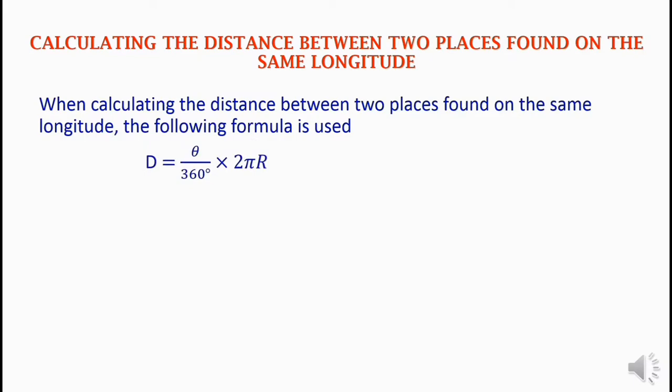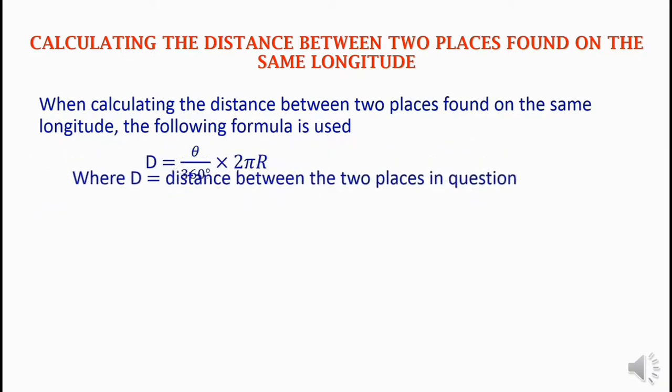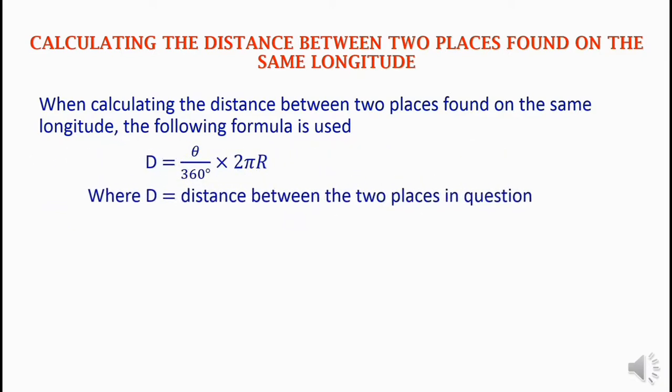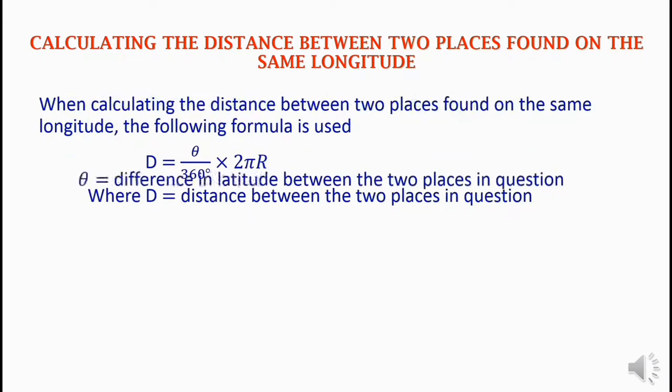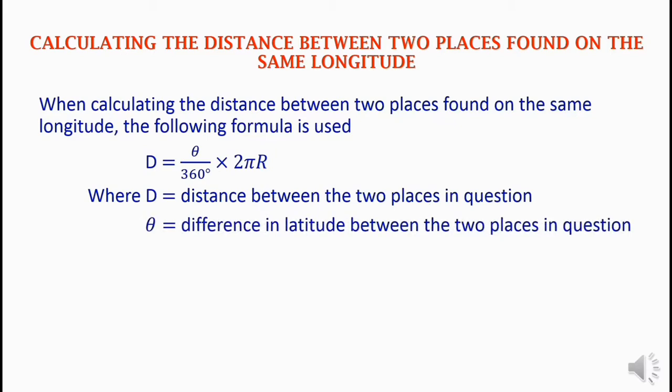D is equal to theta over 360 times 2 pi r. Now, what do these symbols stand for? D, theta, pi, and r. D is the distance between the two places in question, while theta is the difference in latitude between the two places in question.